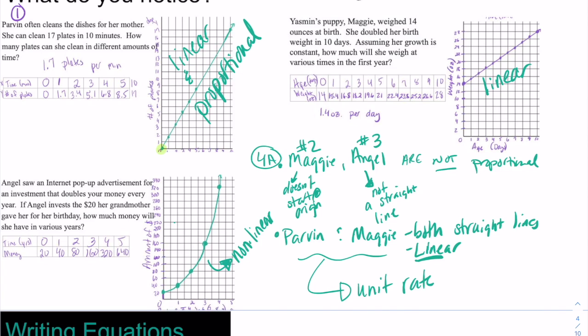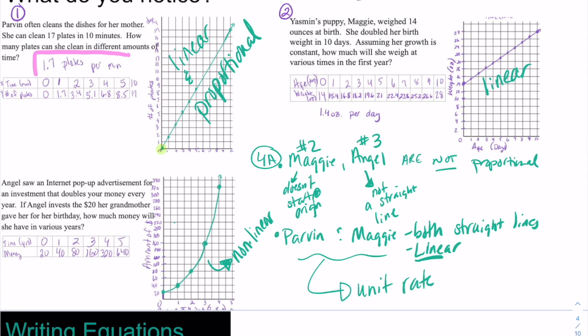For Yasmin's puppy Maggie, that was a linear relationship. Linear, we saw a straight line when we graphed it, but it's not proportional because it doesn't go through the origin. And here's a really important connection to make.